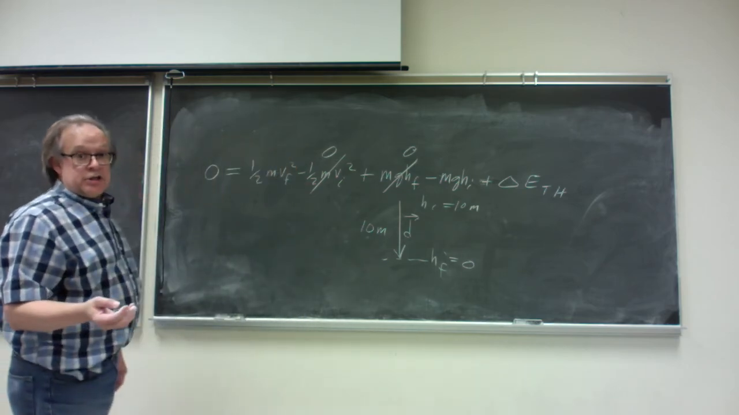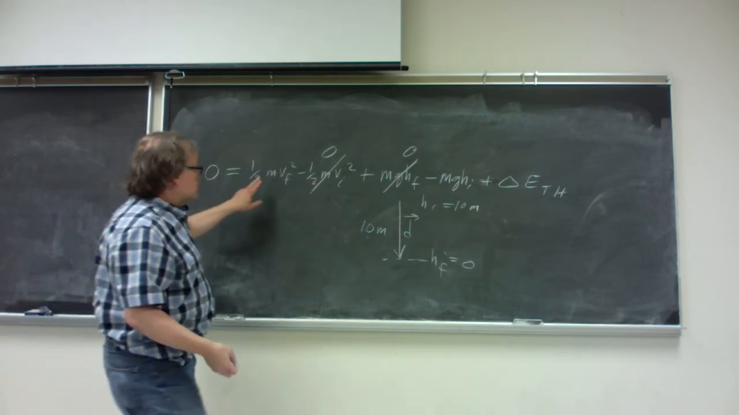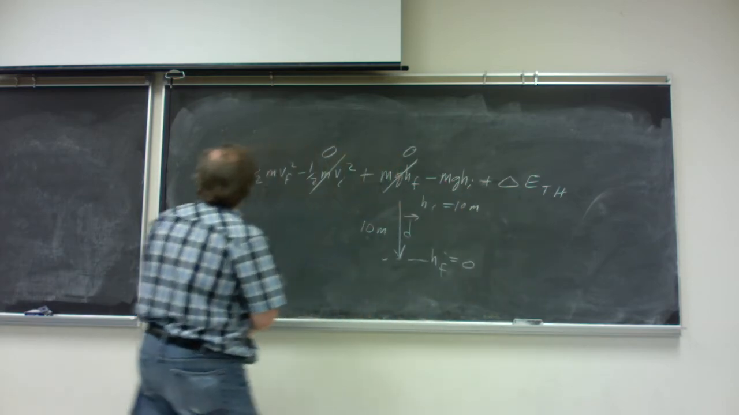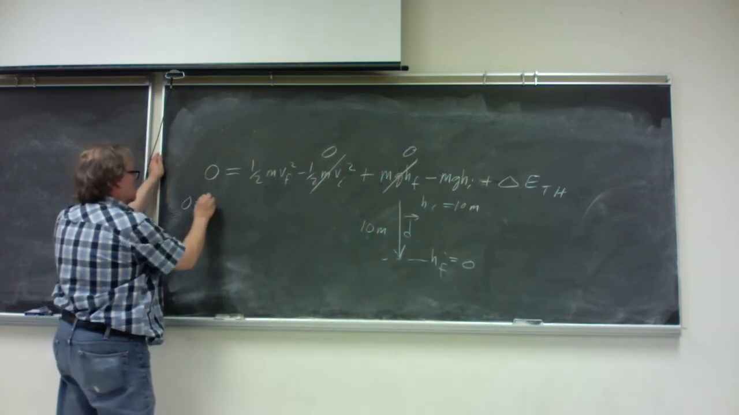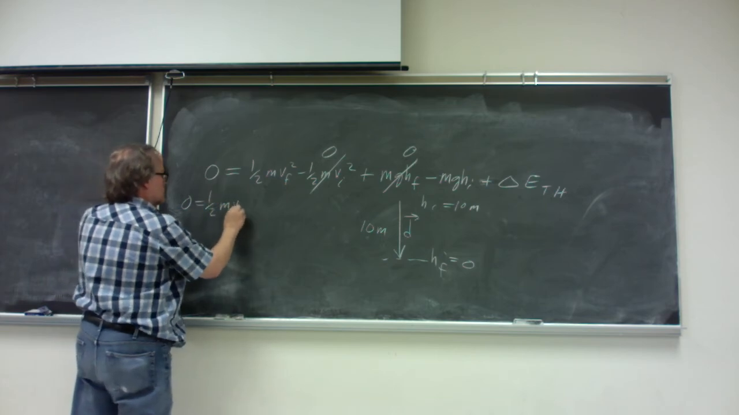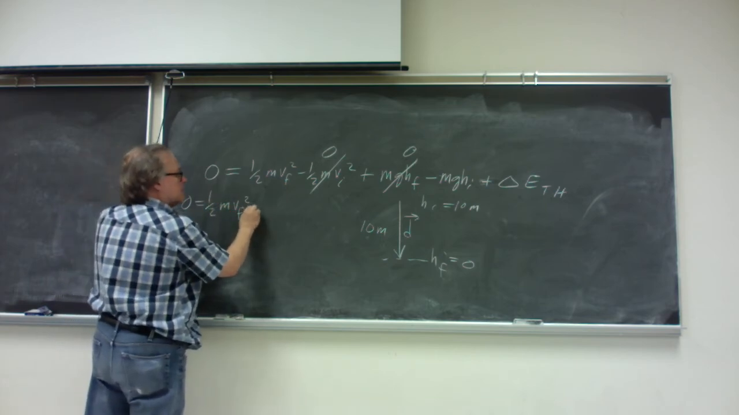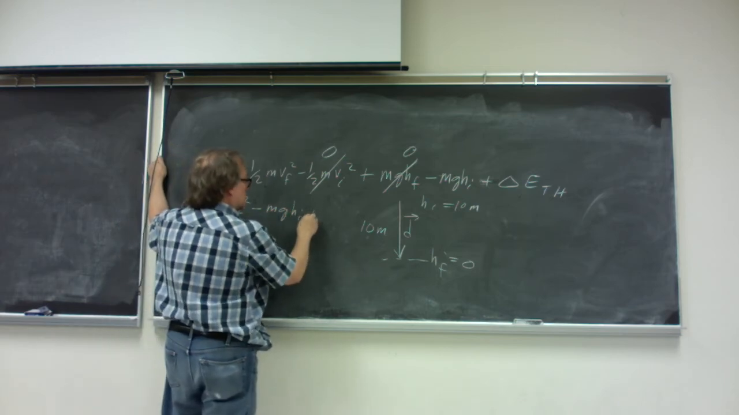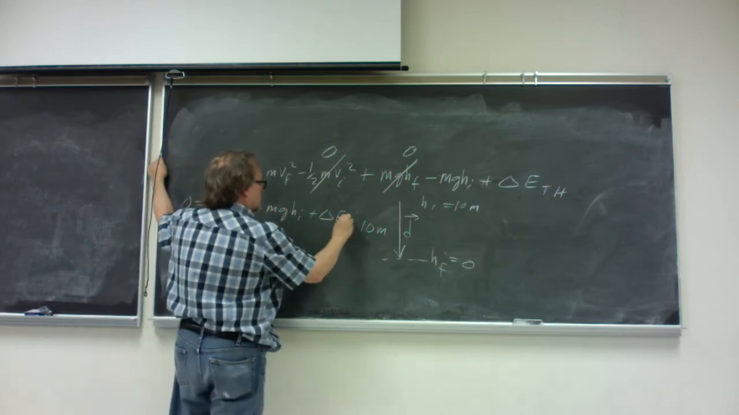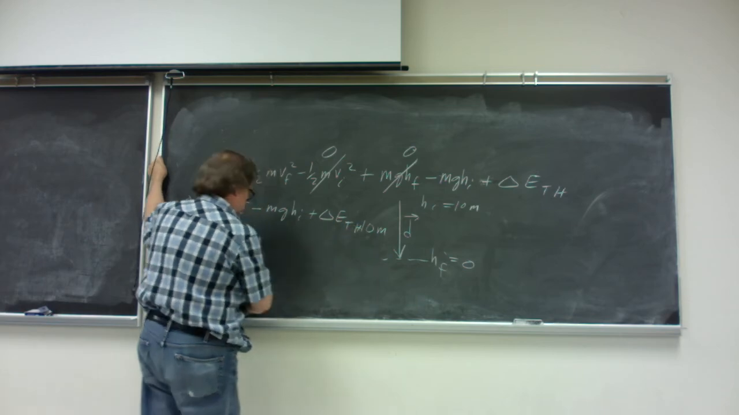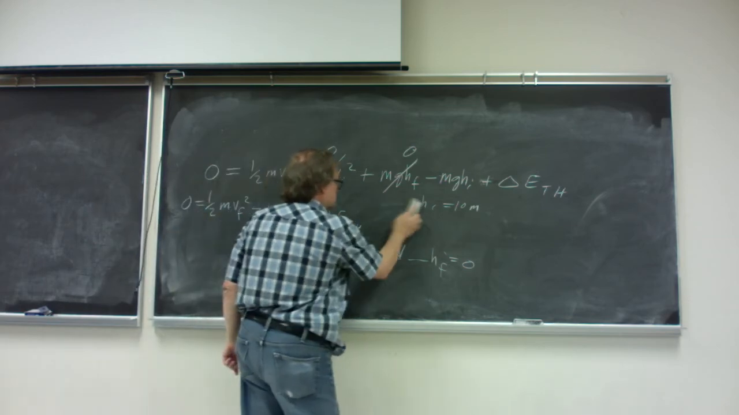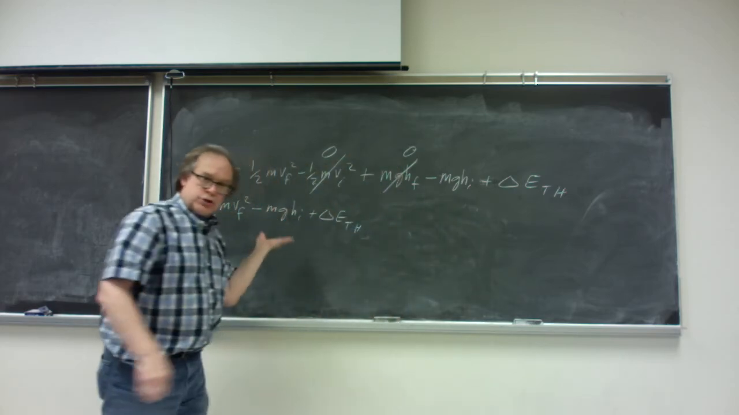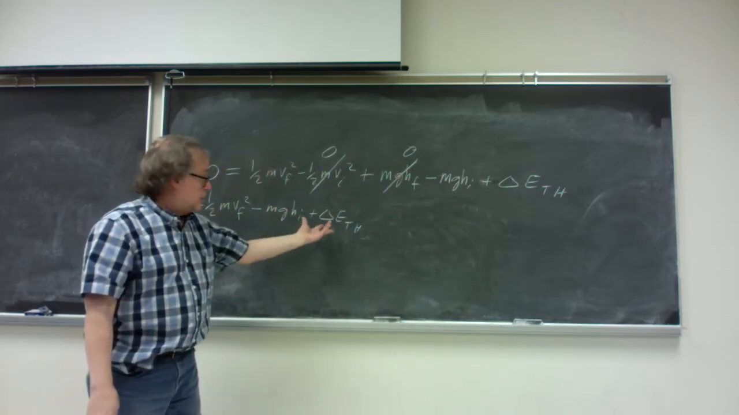If the final elevation is 0, then this term is 0. So now we've got a much simpler equation. 0 equals this minus this plus this. So let's write that out. 0 equals 1/2 mass V final squared minus mg H initial plus thermal energy. Let's solve that equation for the change in thermal energy.